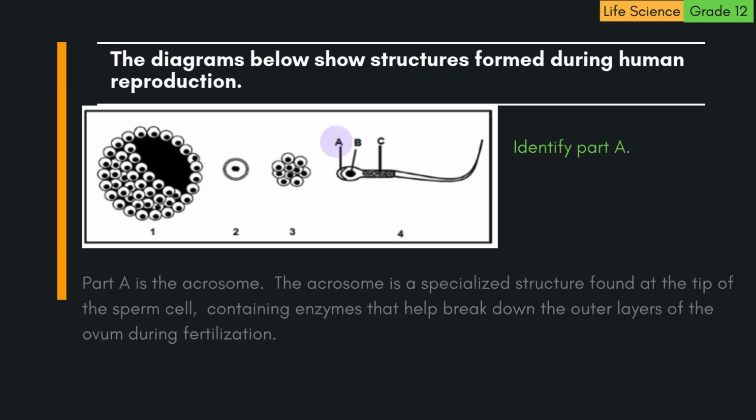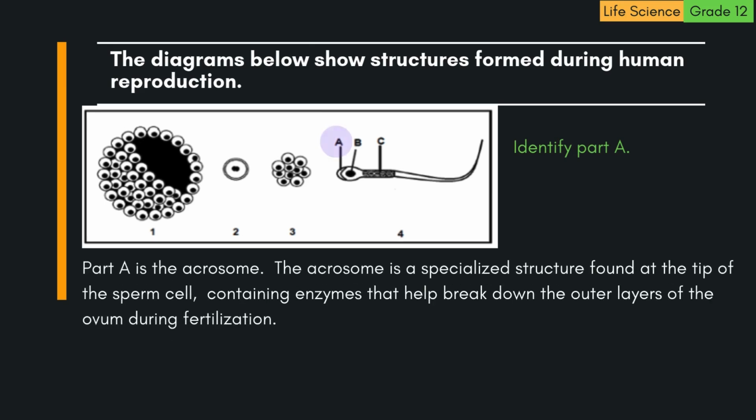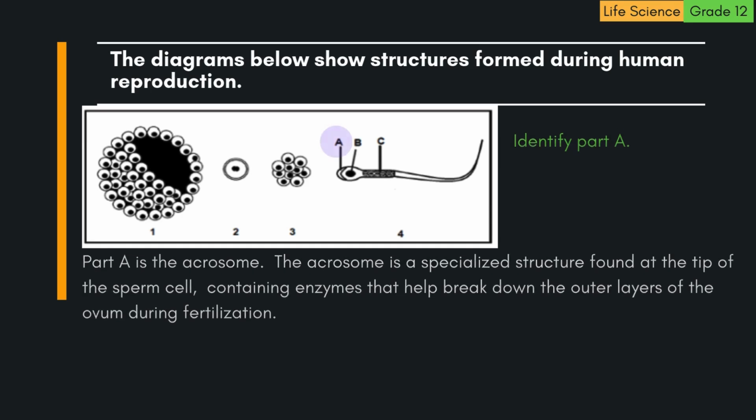Identify Part A. Part A is the acrosome. The acrosome is a specialized structure found at the tip of the sperm cell, containing enzymes that help break down the outer layers of the ovum during fertilization.